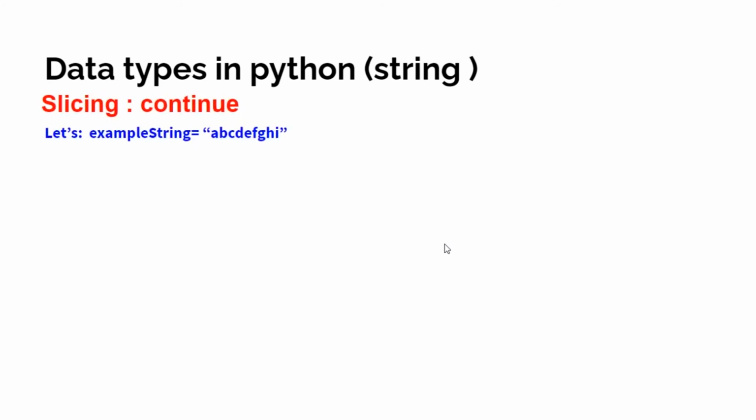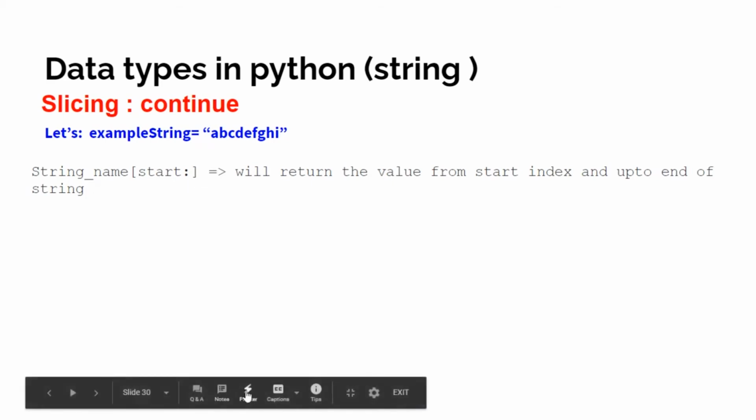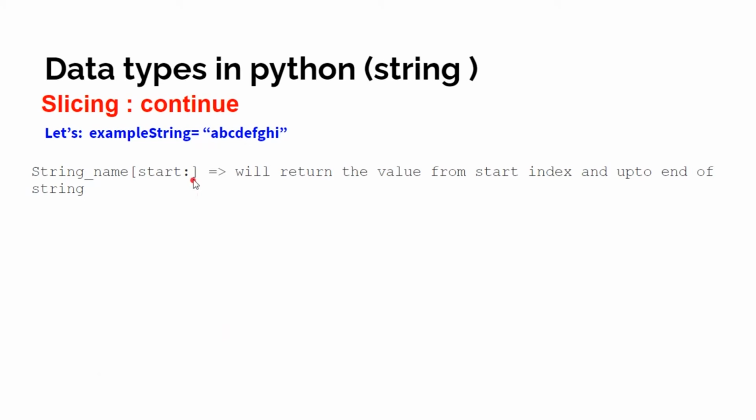Suppose we have example string A B C D E F G H I again, and we write string name and then start, and we do not pass the parameter of stop. Here we are not passing the parameter of stop, so this will return the value from the start index up to the end. So if you do not pass the parameter stop, it will consider up to the end. Suppose we write example string 2 and we are not passing the stop parameter, so it will consider up to the end.